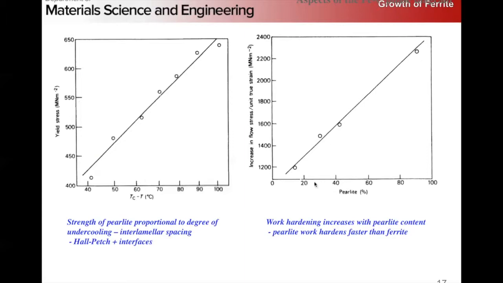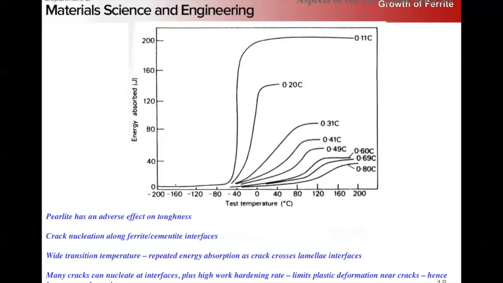The work hardening is also going to increase with the pearlite content. Pearlite work hardens faster than ferrite, large ferrite grains. And again, this is because of the interface and the dislocation reactions of the interface. Okay, but pearlite has an adverse effect on toughness, right? Cracks nucleate along the ferrite cementite interfaces, right?